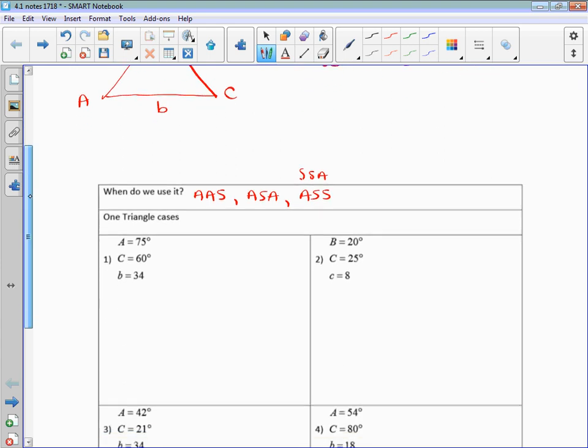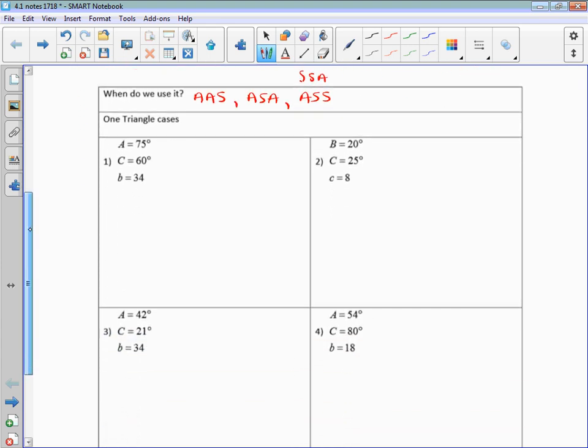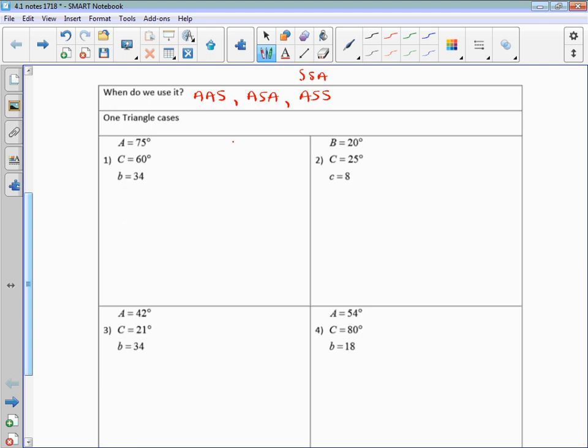With all of these, drawing a picture helps. It does not matter where I put angle A, angle B, and angle C, especially if it's not an angle, side, side. You'll have to draw those carefully. These, it doesn't matter. So I'm going to put angle A down here, angle B up here, angle C over here. So I know this is 75 degrees, this is 60 degrees, and this little side down here is 34.